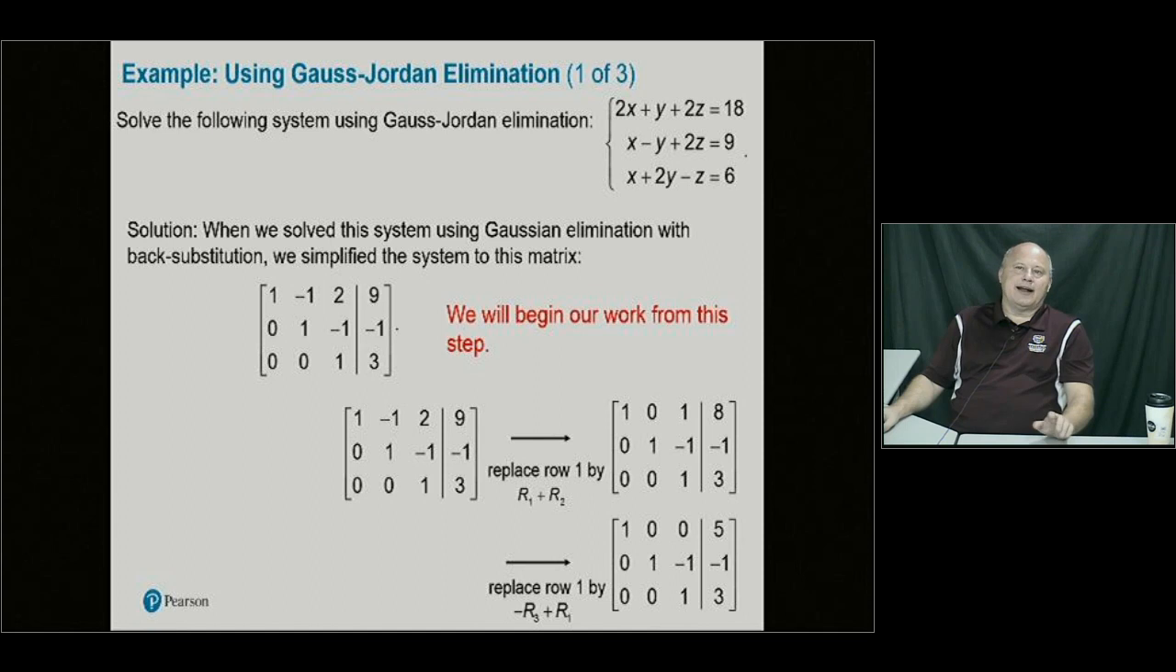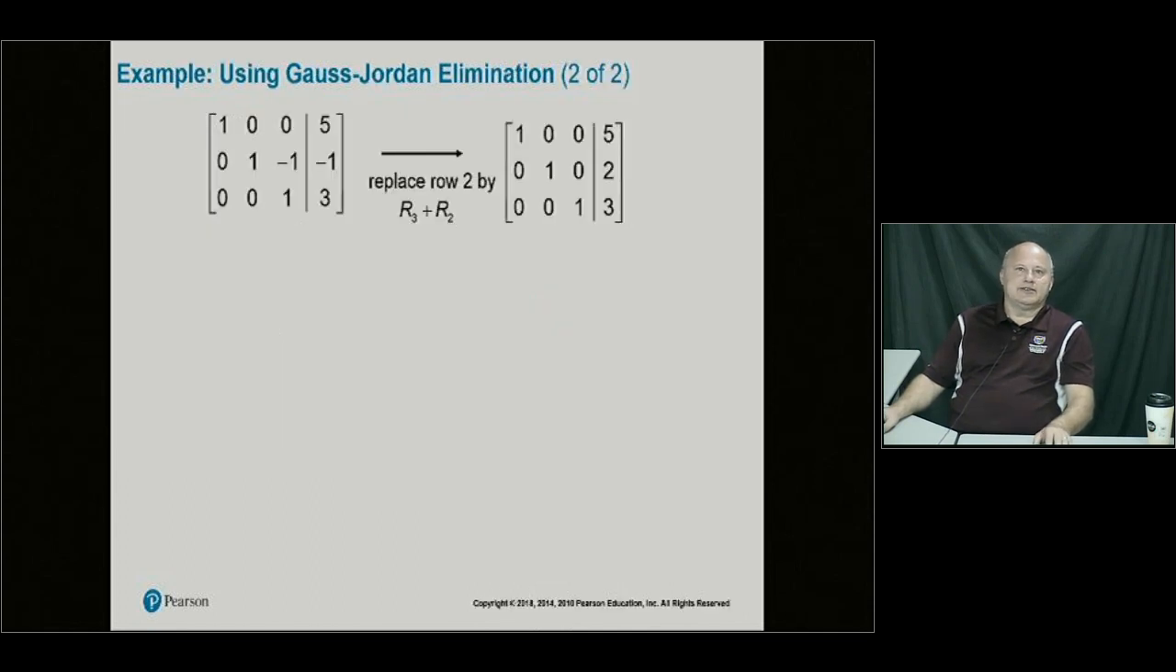So now, we're not quite there yet because we don't have it in Gauss-Jordan elimination. We don't have zeros all the way. So we take that 1, 0, 0, 5, 0, 1, negative 1, negative 1, 0, 0, 1, 3. And what we're going to do is replace row 2 by taking row 3 and adding it to row 2. Remember, the first row is already what you want, and the third row is what you want. So 0 plus 0 is 0. 1 plus 0 is 1. Negative 1 plus 1 is 0. And then negative 1 plus 3 is 2.